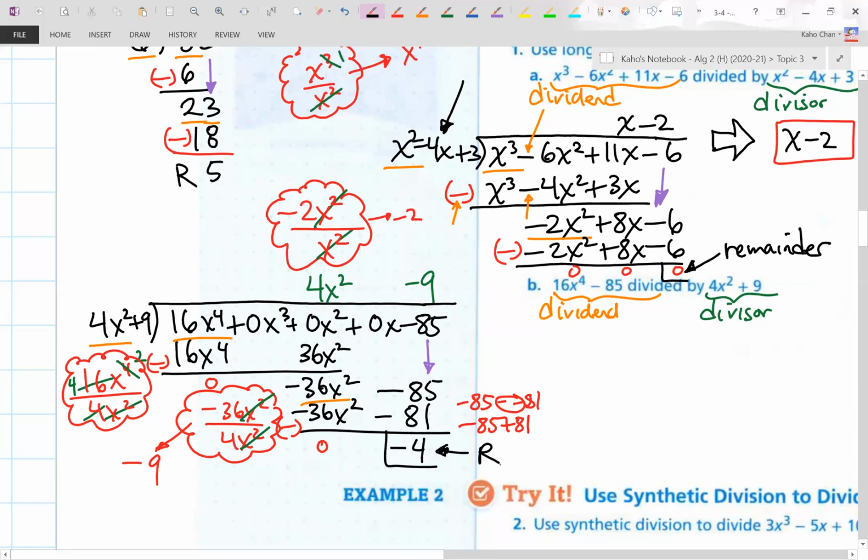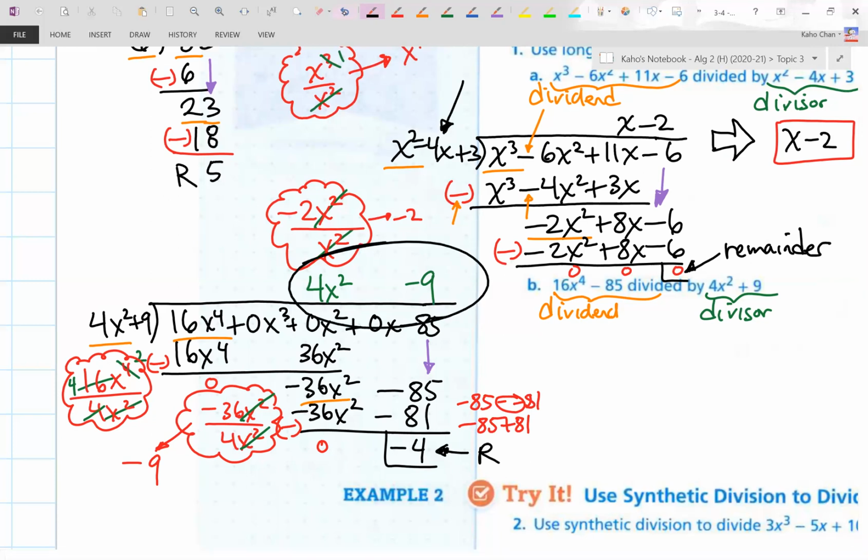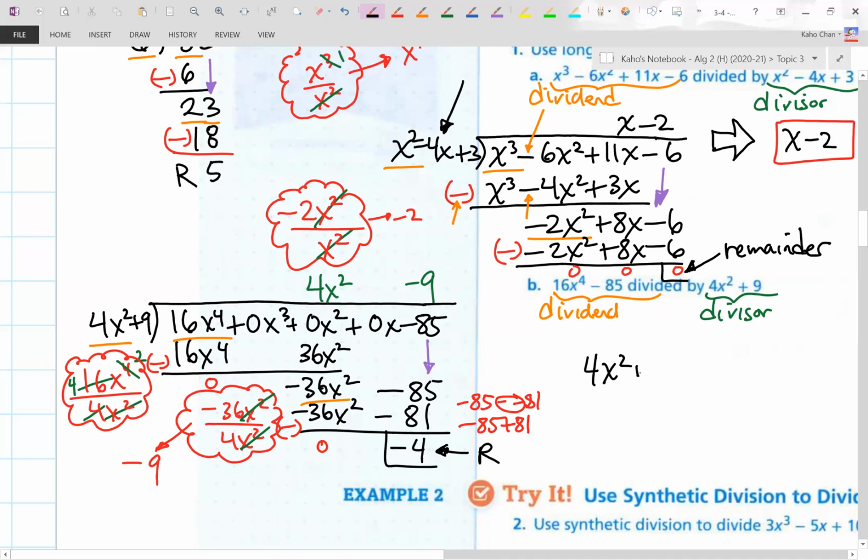Woo! So ladies and gentlemen, 4x squared plus 9 is not a perfect factor of the original polynomial 16x to the fourth minus 85 because we have a remainder, okay? It doesn't divide into it equally. So in this case, you would write as an answer, follow this, take the quotient, write it here, and tack on the remainder. The remainder in this case is negative 4 over the original divisor, 4x squared plus 9.